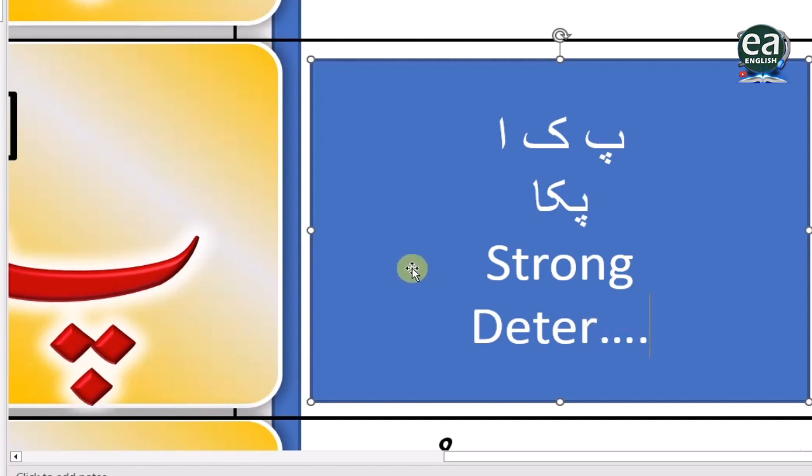In Arabic we say it niyat, right? Yes, pakka irada, strong. So pakka. How do you spell pakka? P, K, and alif. And what does it become? Pakka. Pakka vada, like strong promise. Pakka vada, a promise, right?